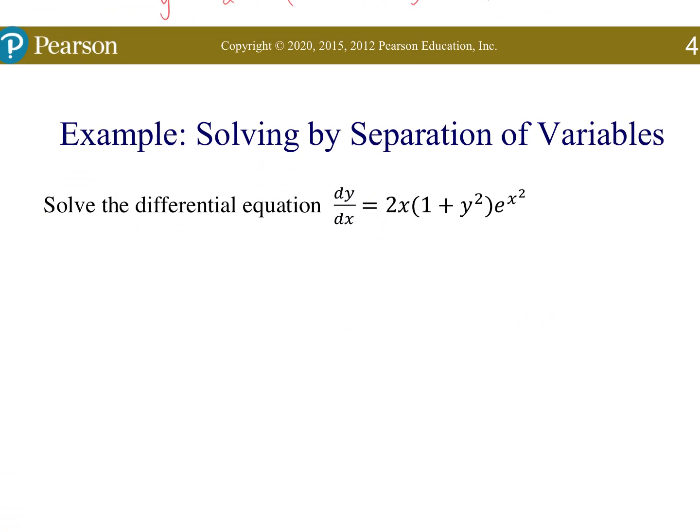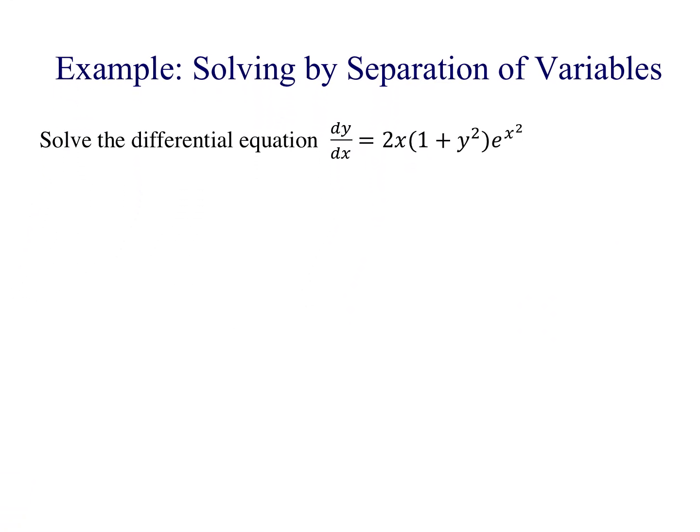Our next example involves a couple different strategies. We are going to want to start by separating. We should recognize that the quantity 1 plus y squared, we don't want to subtract y squared. That is not the right way to get y to the other side. We want to divide. So we're going to have 1 plus y squared as our division. Make sure that you're not thinking about subtracting. That would leave 2x and e to the x squared on the other side.